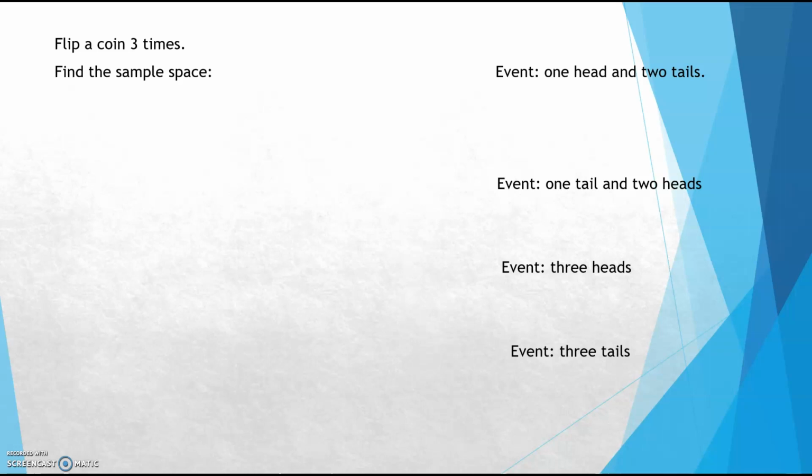Now before I try to find my event, I need to find my sample space, which is all the possible outcomes. So I'm flipping this coin 3 times, and I need to figure out how many items will be in my sample space. With 3 coins, each flip has only 2 outcomes, heads or tails: heads or tails for the first flip, for the second flip, and for the third flip. To get all the possible outcomes, all I have to do is multiply these together. So I should have 8 different outcomes.